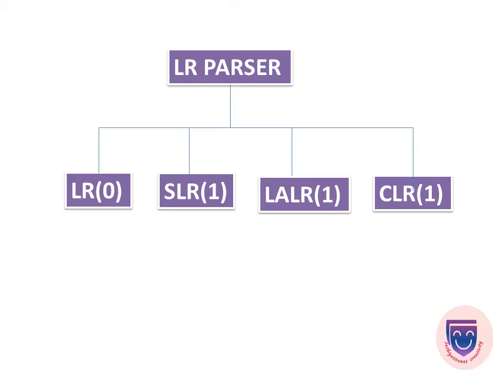Parsers are mainly divided into top-down and bottom-up parsers. In the top-down parser, we have seen recursive descent parser and LL(1) parser. In the bottom-up parser, we have two types, LR parser and operator precedence parser. The operator precedence parser we will see in future videos. Here we are going to see the LR parser, which is divided into LR(0), SLR(1), LALR(1) and CLR(1).